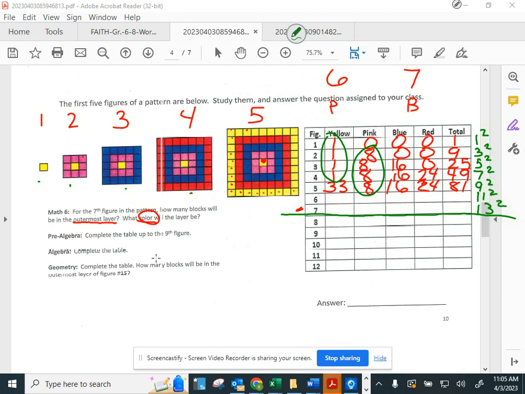So if this is 33, what's this going to be? 33. And what does this one have to be? 33. And we know we don't have to do the 8th row, but we know it's going to be 33 because it goes every 4.